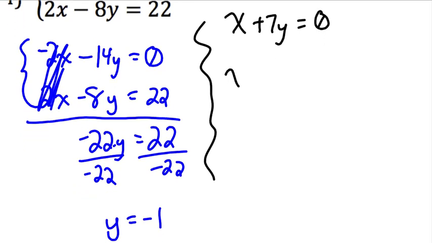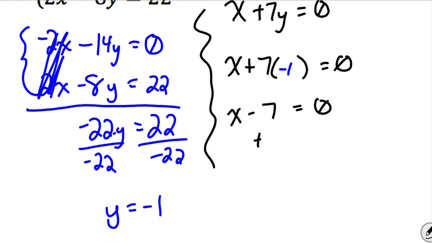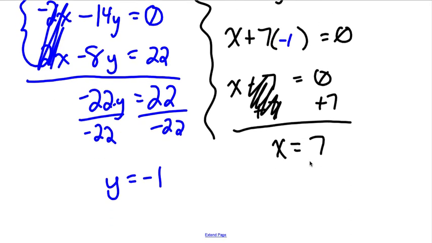All right, so x plus 7 times y equals 0. Well, what is y equal to? Negative 1. I just solved for it down here. So rewrite x plus 7 times negative 1, which is negative 7, equals 0. And I have one step left here. I will add 7 to both sides. Negative 7 plus 7 is 0. Those are gone. X equals 0 plus 7, which is 7.